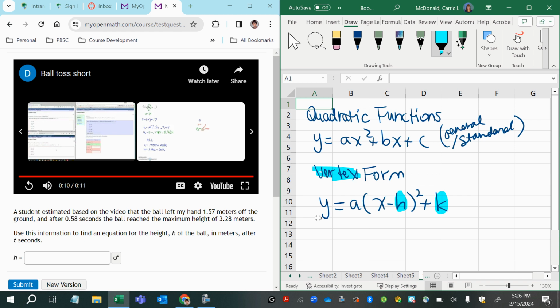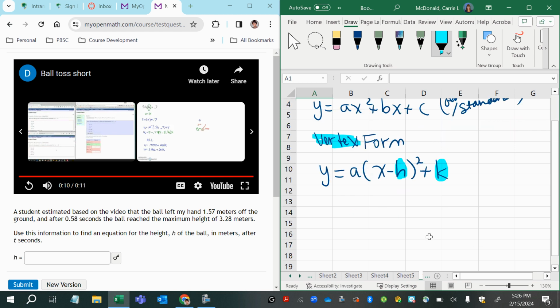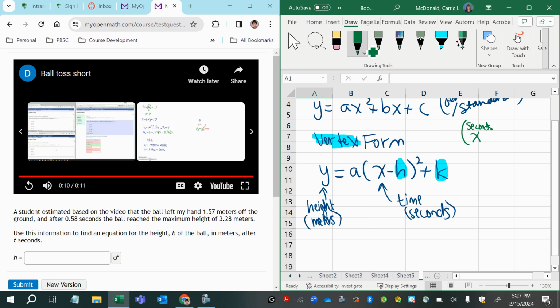Since this function is estimating the height of the ball, we will say the height equals what, based on a number of seconds passed, right? So this would be your height of the ball in meters, and it's going to be based on the time in seconds. Okay, so our ordered pairs here, I could just write on the side. Our ordered pairs are going to be x, which is your seconds, and y will be the height in meters.